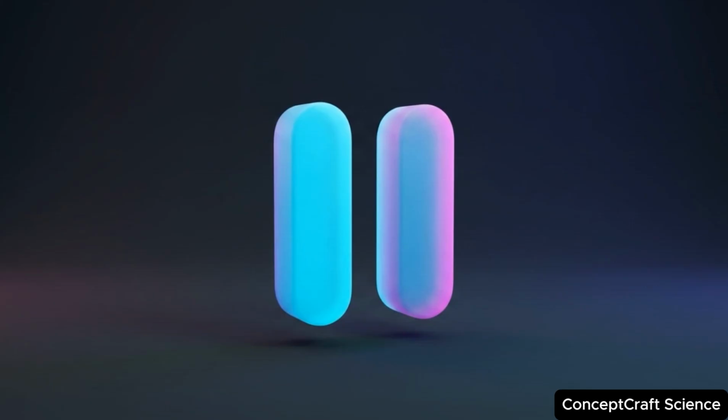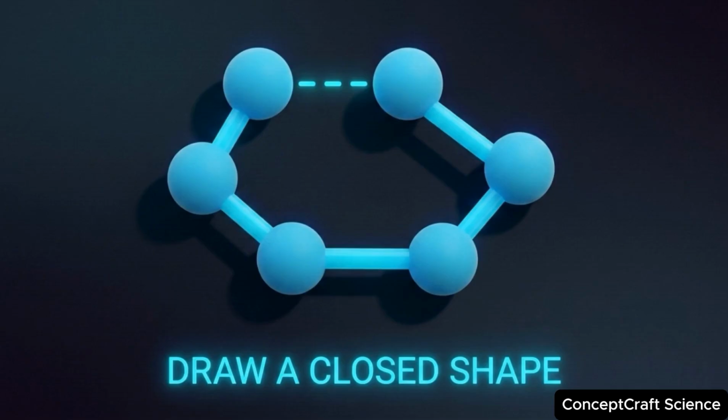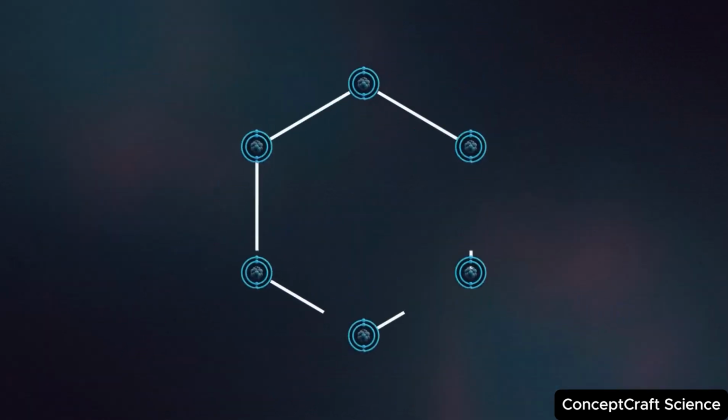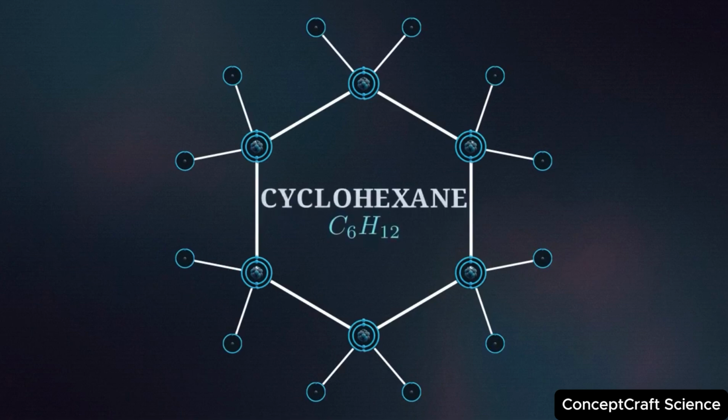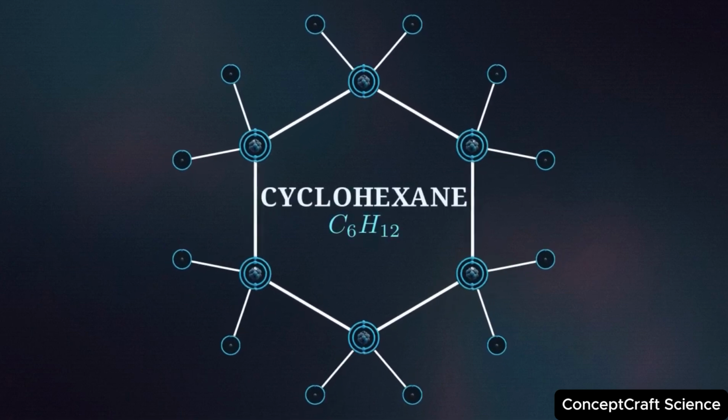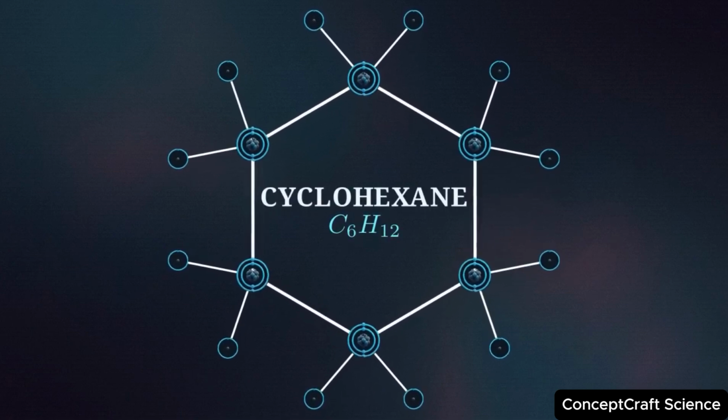Let's test your intuition. Pause the video here and try sketching out what a molecule with 6 carbon atoms looks like if you connect the 2 ends of the chain together. If you drew a hexagon, you've got it. This is cyclohexane, and it shows that catenation includes forming stable, closed rings.